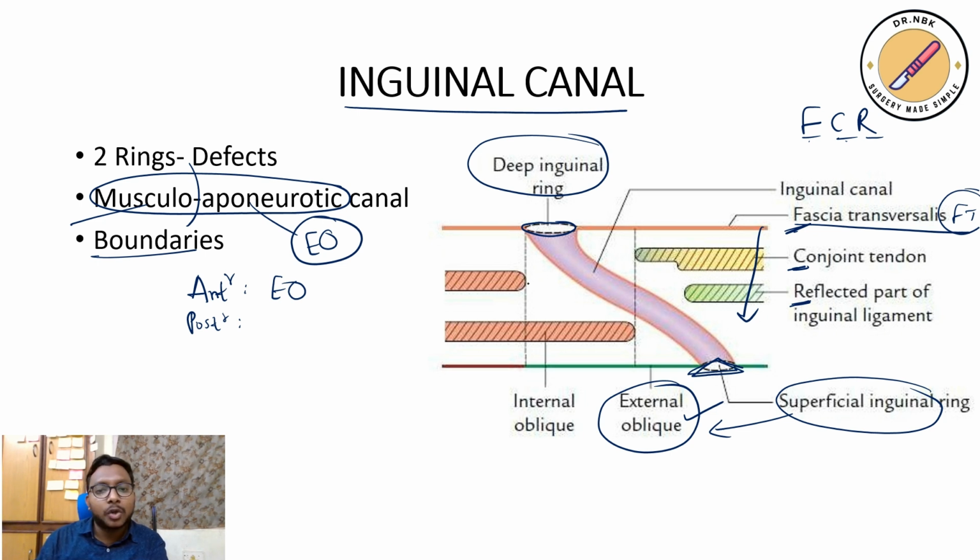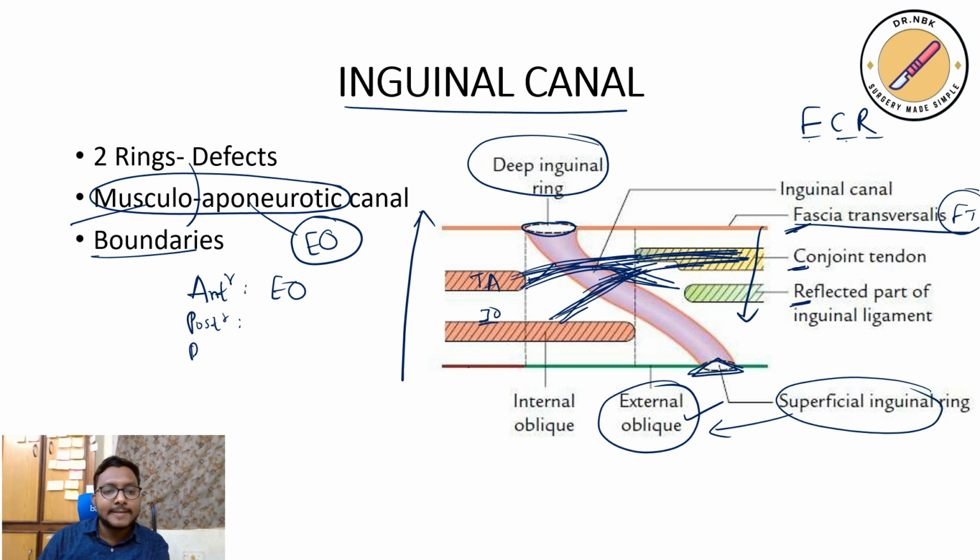Please understand. Lateral to the inguinal canal, you have got internal oblique and transverse abdominis. Just remember the order of anterior abdominal wall layers: external oblique, internal oblique, transverse abdominis, fascia transversalis. Lateral to the inguinal canal, internal oblique and transverse abdominis are present separately. As they cross the inguinal canal like an arch, they fuse together to form a single structure called the conjoint tendon. So the conjoint tendon is nothing but the fusion of internal oblique and transverse abdominis.